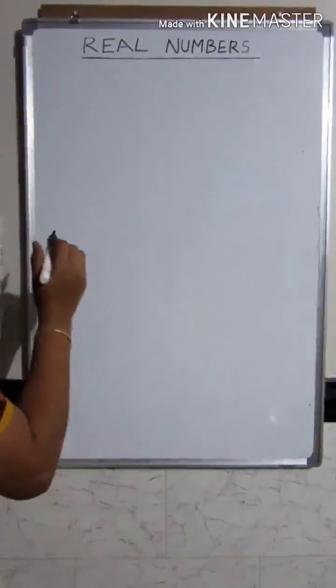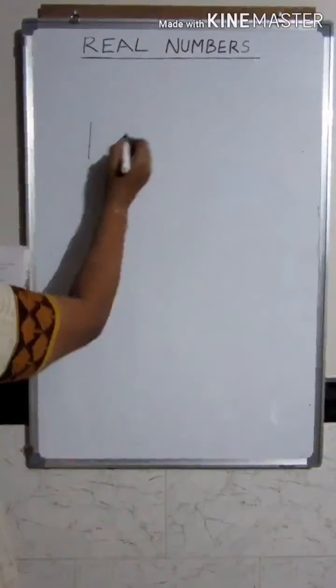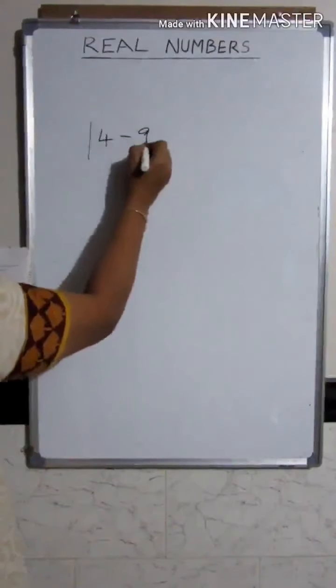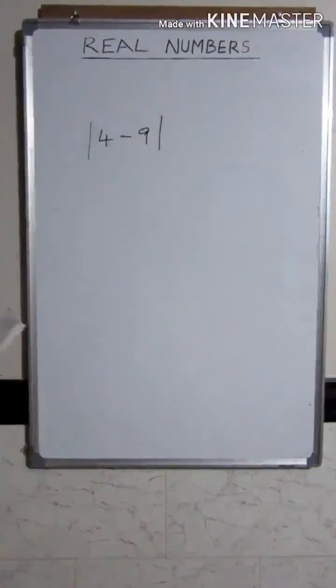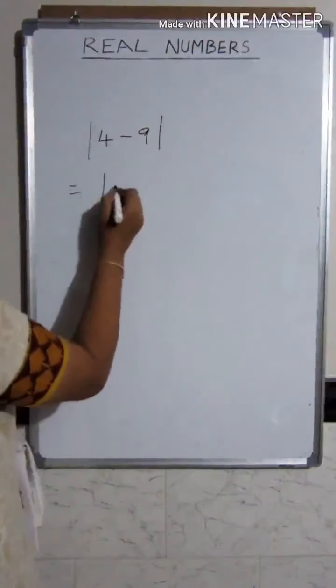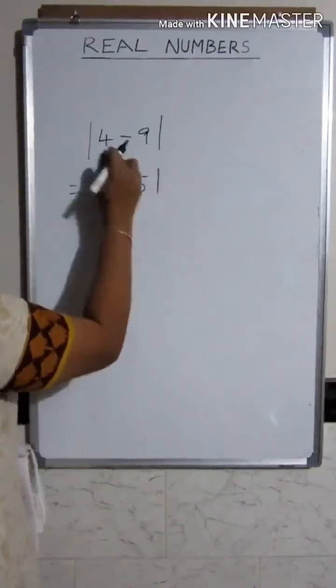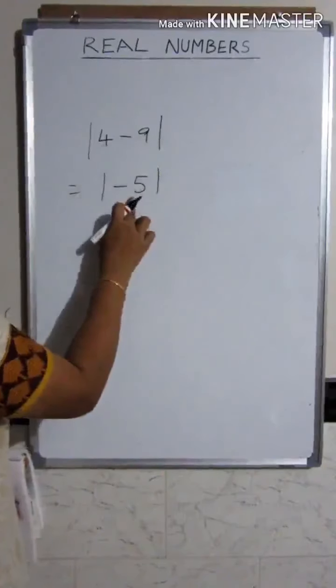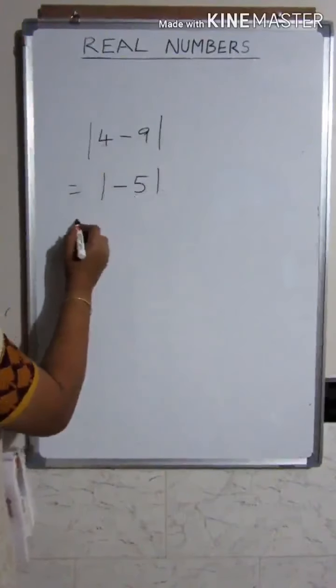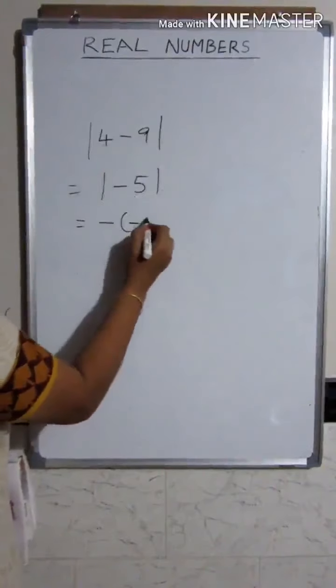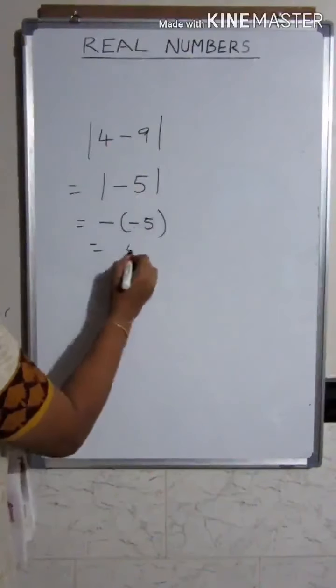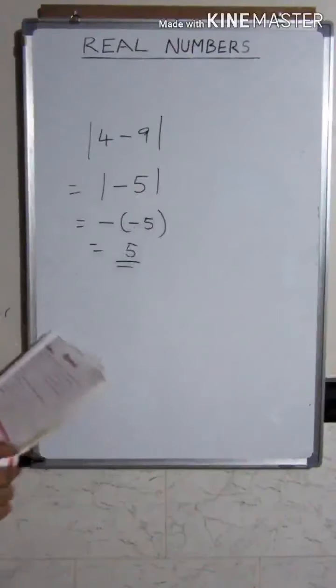The first type of problem: you have got the absolute value of 4 minus 9. You have to find the value of 4 minus 9, which is nothing but minus 5. Then the absolute value of a negative number will be minus of minus 5, which is equal to 5. So this is how you have to simplify it.